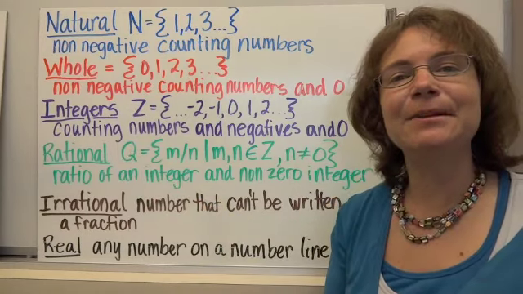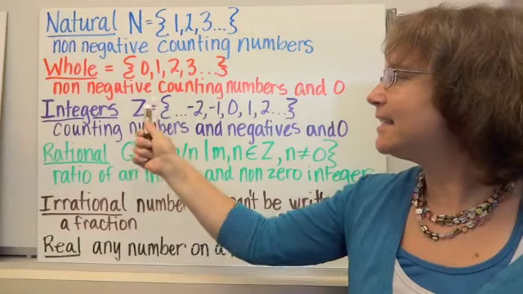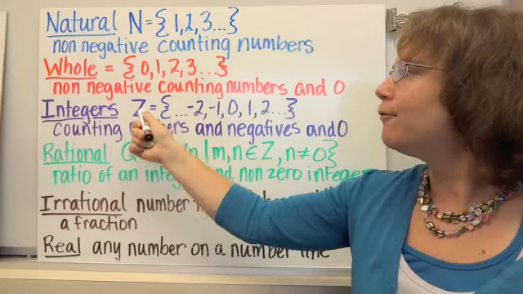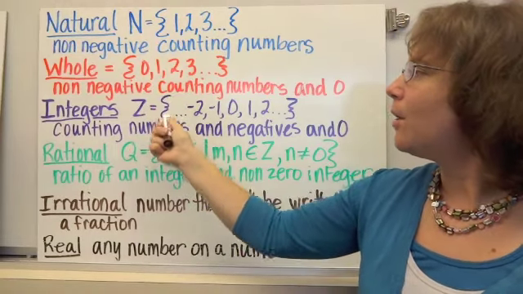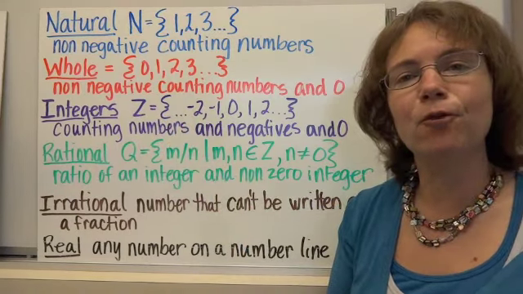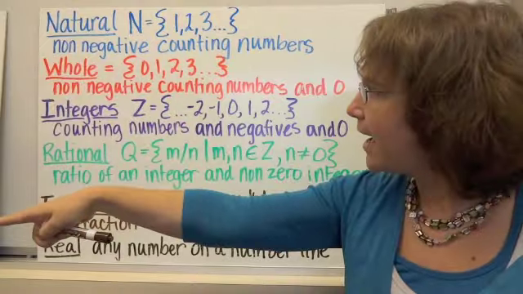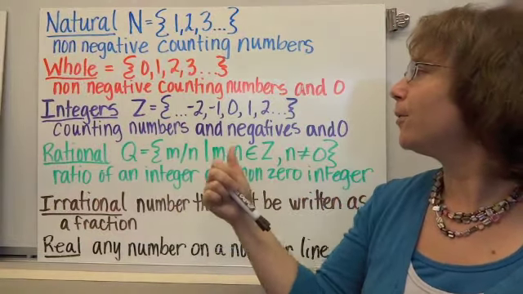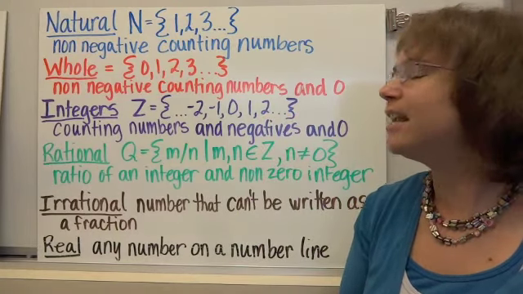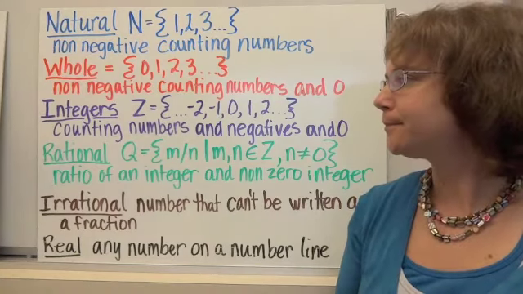Integers are represented by a Z. Now that Z is actually the beginning of the German word, Zahlen, for numbers. And so our set of integers include the negatives. So the dot, dot, dot comes before. That means all the way back on those negative numbers, all the way forward. And it has no fractional parts. So the counting numbers and their negatives, and of course 0.